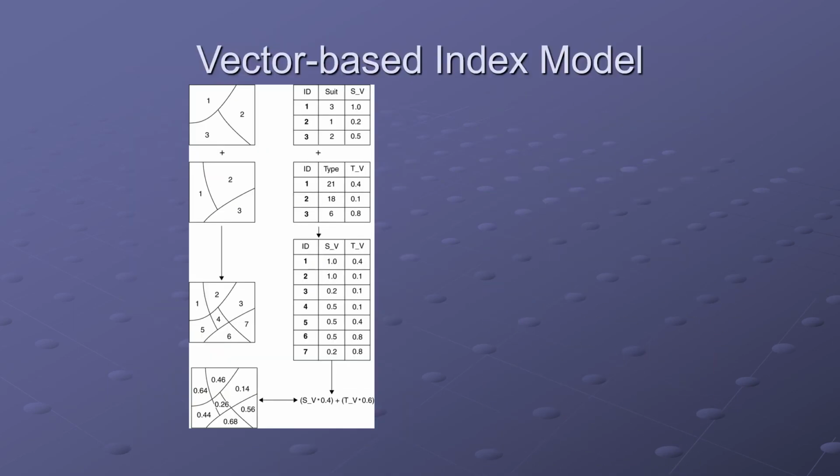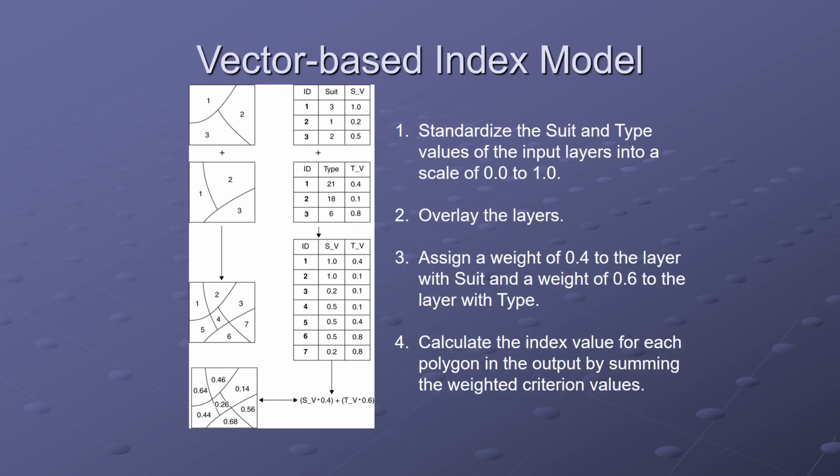Okay, now we're on to vector-based index models. Basically, if you don't have rasters and you have polygons, you can do this to the various fields in the polygon attribute tables. You'd use the overlay functions to combine and enforce a one-to-one cardinality, where you can then add additional fields and sum up the respective values and weights and other criteria standardizations to generate your index values on a polygon by polygon basis. And that's the gist of it.